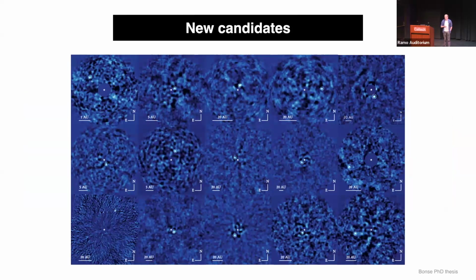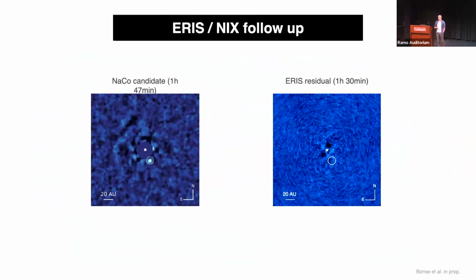And we found a lot of new candidates. We wrote a follow-up proposal with ERIS to observe the objects in the same band, in L-band. And while we are still waiting for a lot of this data, because ERIS is often broken, I want to show you some first results. There's nothing in the ERIS data. And the companion that we had in NaCo was already really convincing. So what is happening here?